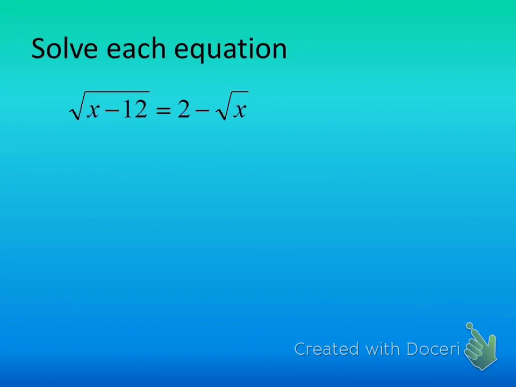Okay? So we got to square both sides. The left side is the square root of x minus 12. We square it. What's the right side? 2 minus the square root of x, squared. And then you FOIL.